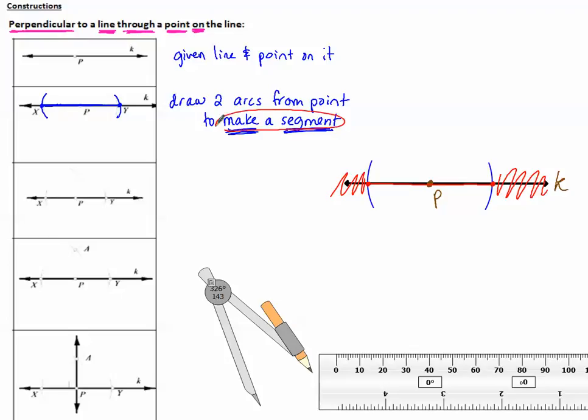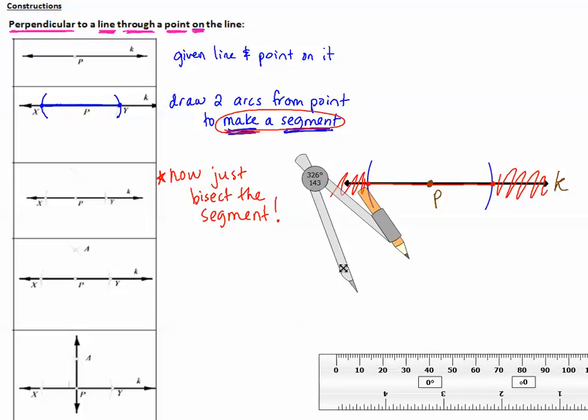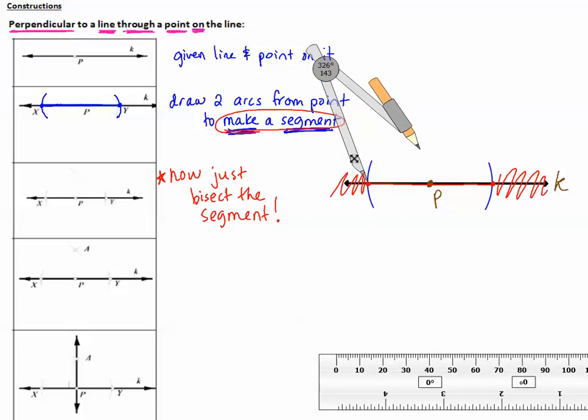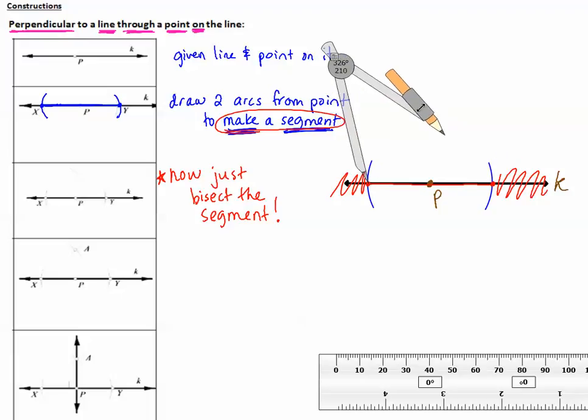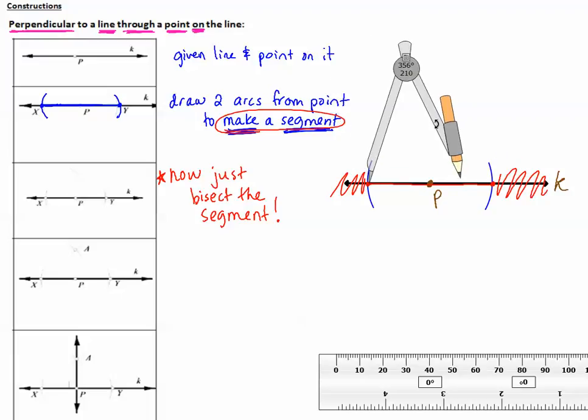Once we make a segment, now we just bisect the segment. And you already have notes on this. So we're just going to review bisecting the segment. What does that look like? Let's review. Take the center, the needle of your compass, over to one end point. Make sure your compass is open past halfway of your segment.